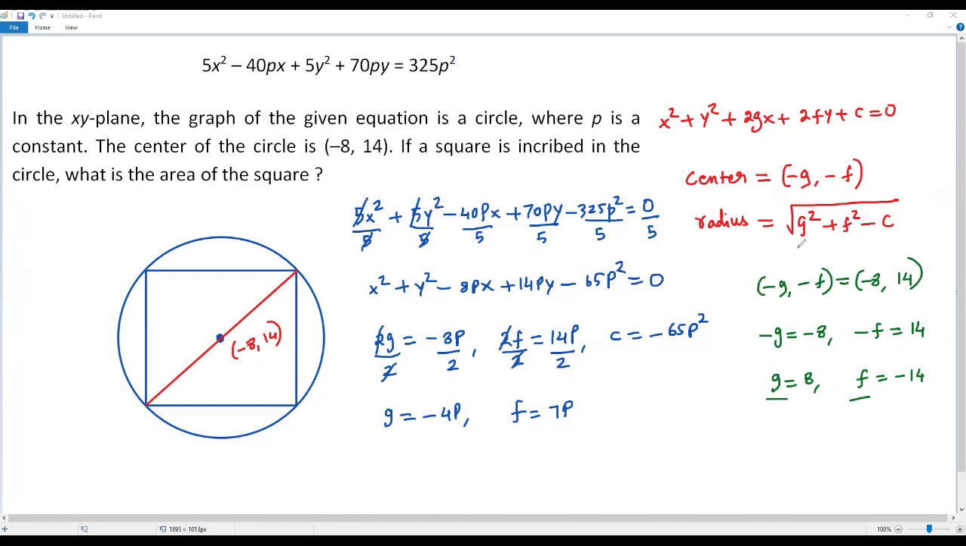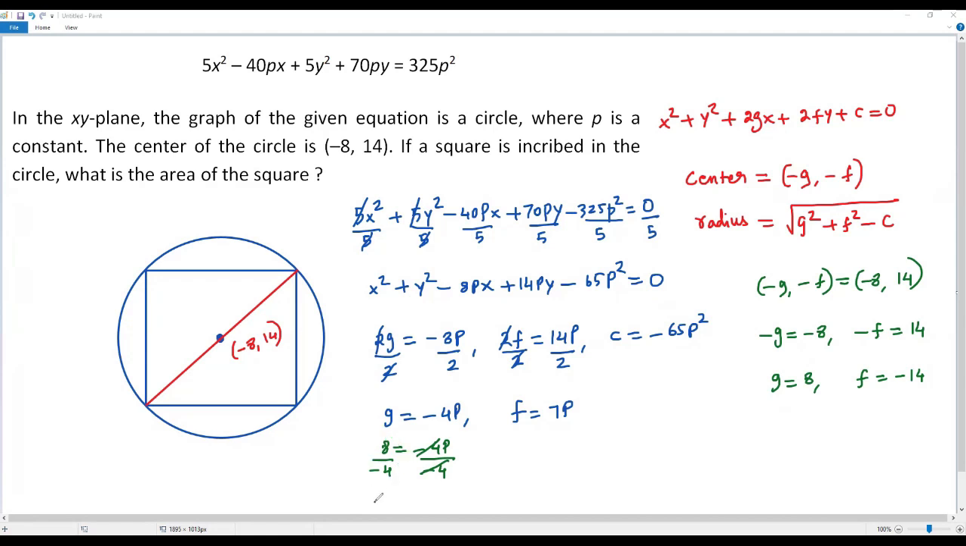I can plug in these values here, but we still need the value of c to get the radius. How do we get the value of c? Here we already got the value of c, but it contains an unknown p. Once we get the value of p, we can plug it in and get the value of c. Here we know the value of g, that is 8. We can plug in this value 8 for g and get the value of p. That is 8 equals negative 4p. Let me divide both sides by negative 4. Then this negative 4 will cancel out.